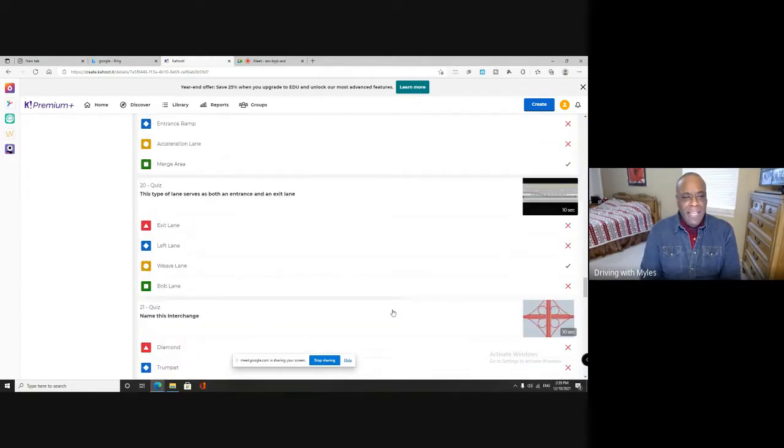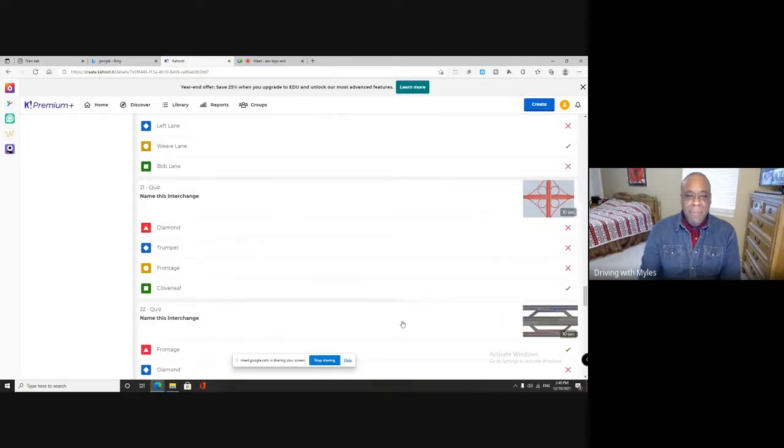Number 20, this type of lane serves as both an entry and exit lane. This is the weave lane. Traffic already on has the right of way. Either you're going to go ahead of the car or fall in behind it.